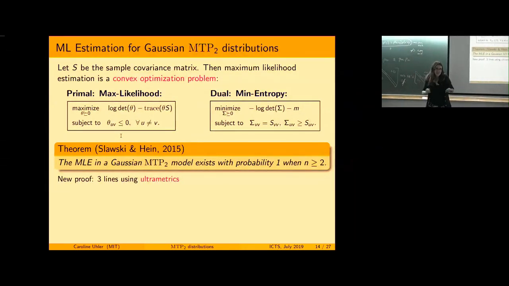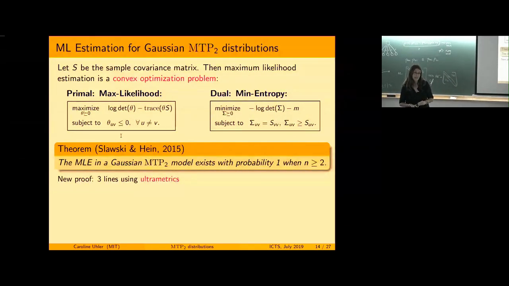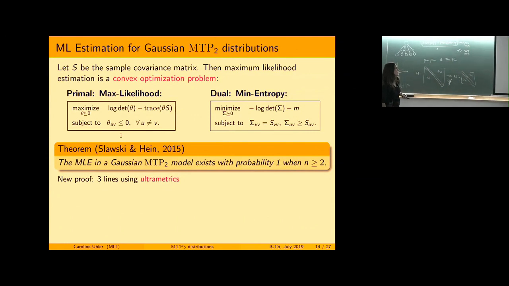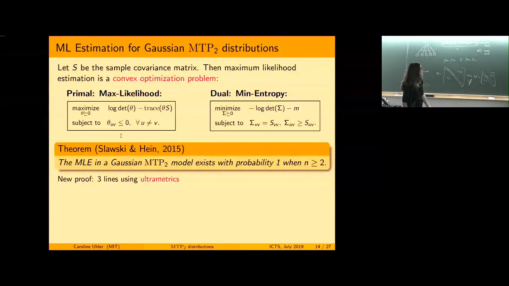So it is a strong regularizer, but we saw many examples which are actually MTP2 and where it makes sense to use MTP2 as a regularizer. So this is what you gain: you get sparsity for free and you can apply it in a very high dimensional setting. There is an original proof by Slawski and Hein. And if you use some connections to linear algebra, in particular to ultrametrics, this actually follows in 3 lines. So this is a very simple proof.